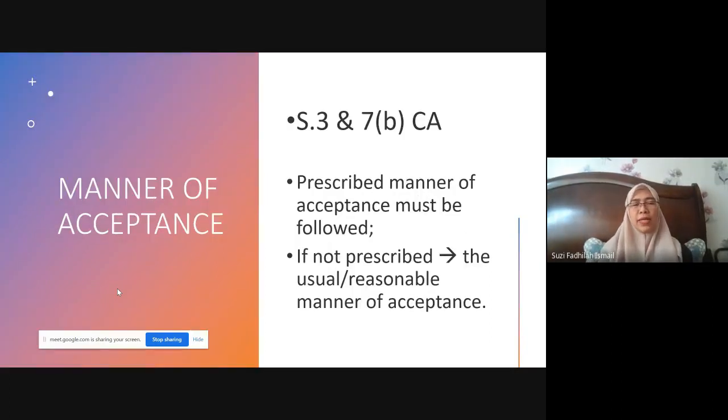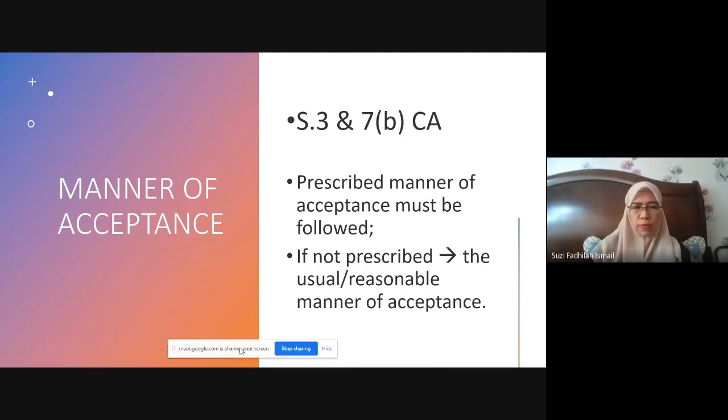Now we are discussing another subtopic, manner of acceptance. How to do it? In what way can it be done, basically? How do you indicate to the other person that you want to accept the offer or the proposal? We have section 3 and section 7, subsection B, basically. This is the gist from these two sections. We have a quick look at section 3 and section 7B.